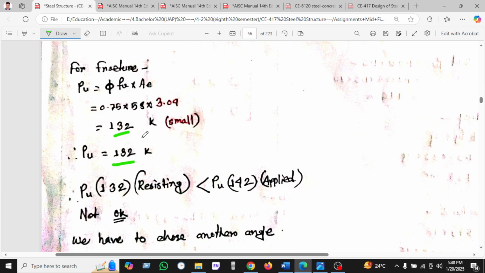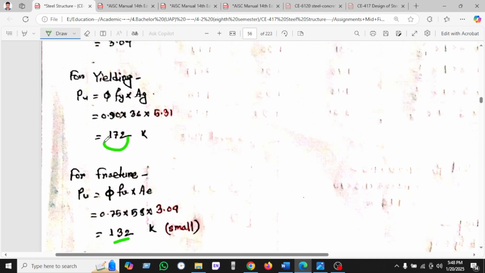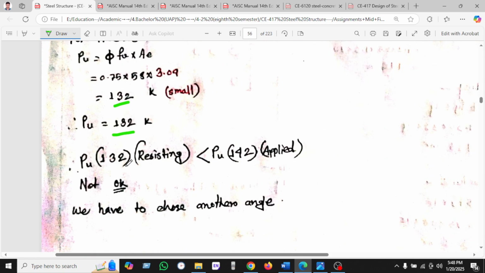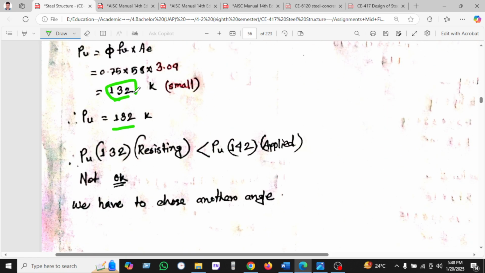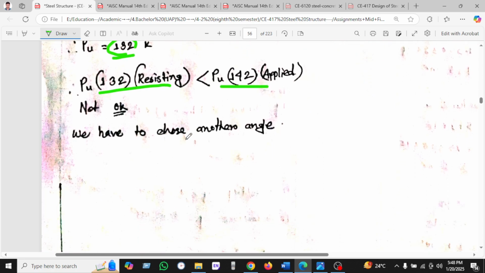So we are putting this value here and doing the back calculation, and we found the fracture capacity 132 and for yielding 172. So we consider the minimum load, 132. So 132 is the resisting capacity, while the applied load is 142. So this is not okay.